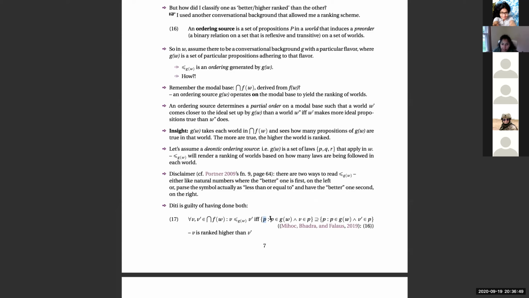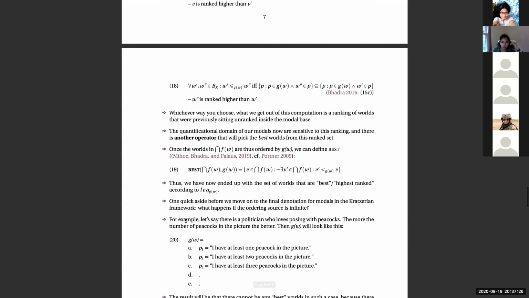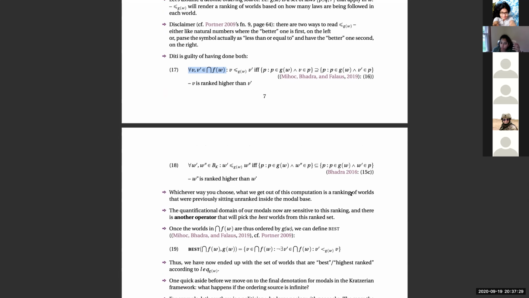These propositions have to be a part of the ordering source, and that's the same for both. And for V prime, this is the way you write that it makes a proposition true. You say V prime is a P world, or V prime is a Q world, right? So that is how you write that. So this is how an ordering source looks written out: for all the worlds that were in your model base that were not ranked, now they are ranked. So whichever way you choose, what you get out of this computation is a ranking of worlds that were previously sitting unranked inside the model base.